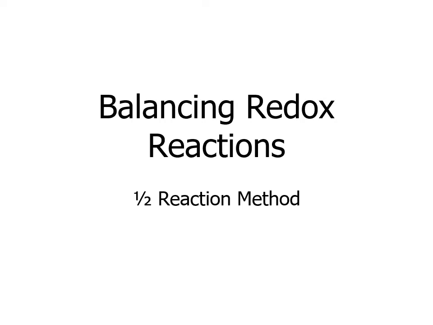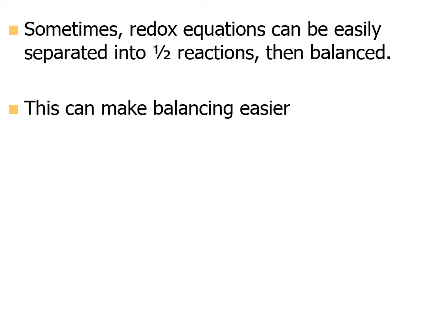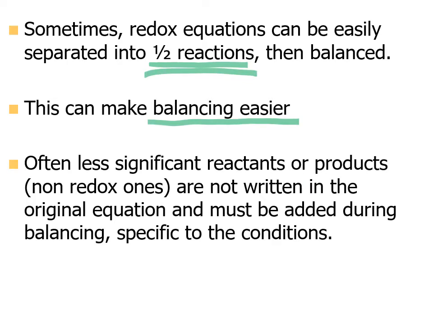Balancing redox reactions using the half reaction method. Sometimes when you're dealing with a redox equation that you need to balance, you can easily separate it into half reactions. And if this can be done, then the balancing of the reaction can be done relatively easily. If you can't break it into half reactions, then you're going to have to use oxidation numbers and balance it that way, which is a little bit more complex. So whenever you can separate it into half reactions, you can use this method to balance.